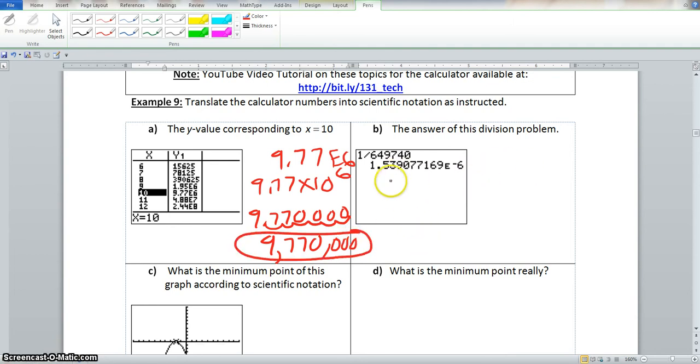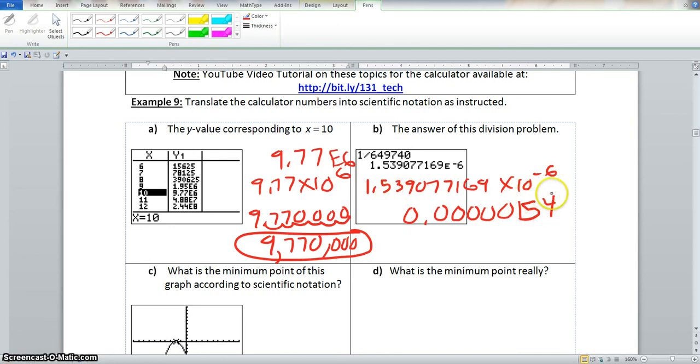Now we go here to B. Now this value is given here. So that would mean 1.539077169 e to the negative 6. We know that means 1.539077169 times 10 to the negative 6. These mean the same thing, and that means that you need to move this decimal 6 places to the left, which will give us 0.00000015, and we could just round this number to make it 154. And this would be the final answer.